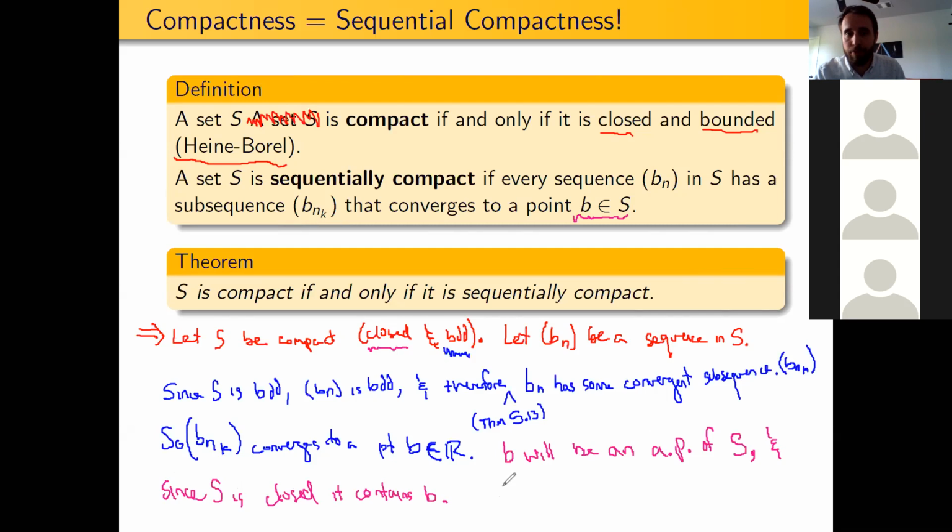So in fact, we have proven that our sequence B sub n has a convergent subsequence, and that convergent subsequence converges to a point that is in the set itself. And so we've fully proven the forward direction. In other words, if a set is compact, then it's definitely sequentially compact. All right, so we're going to transition in a moment to go in the reverse direction. Any questions about that at the moment?